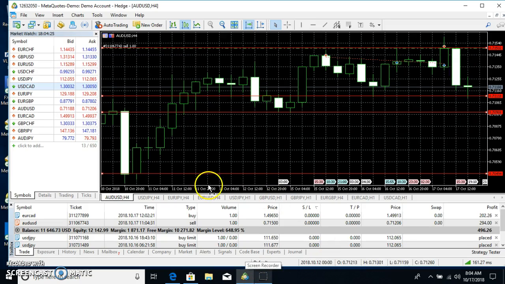I want to start off with a look at these two trades. As you can see, two successful trades from some pending orders. I got in a pending order, which I've been making money off of, the Australian US at 0.7150.